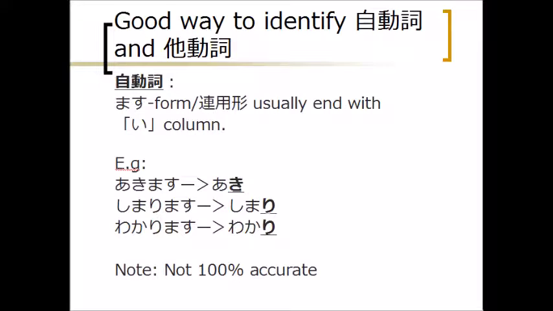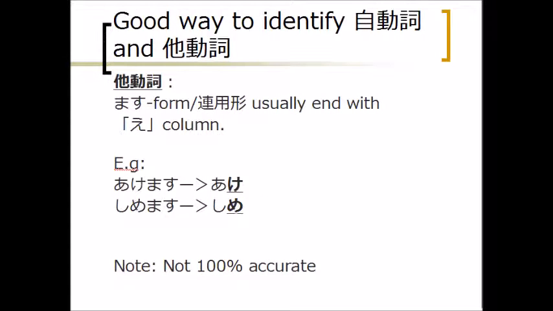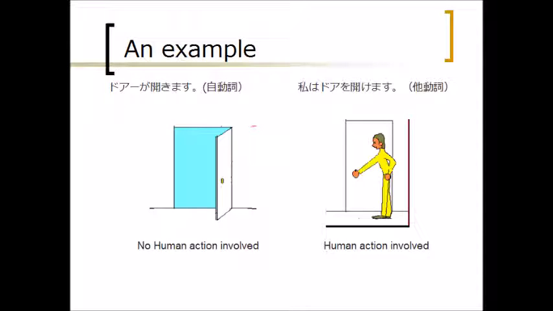Next, let's move on to tadoshi. For tadoshi, the must form or the linear form usually ends with the e column. For example, akemasu will be ake. Shimemasu will be shime.